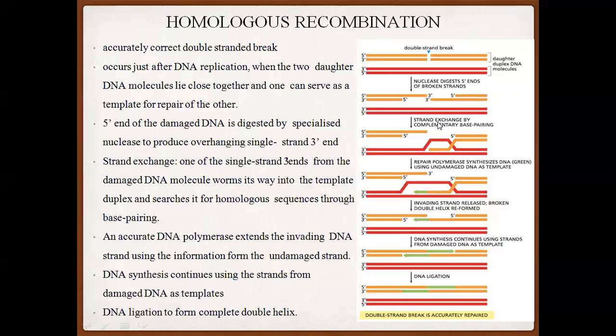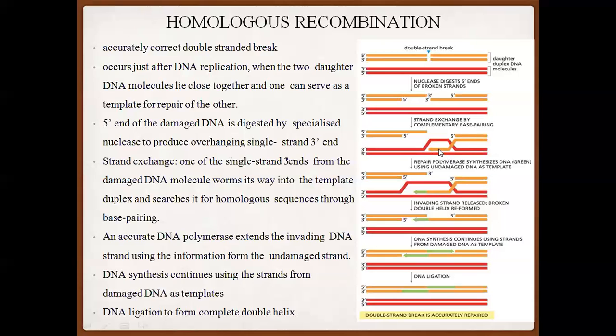Then strand exchange by complementary base pairing. See here, it's like crossing over. You can remember the meiosis cell division, prophase 1, pachytene stage, the crossing over. Here, the broken strand exchanges base pairing with the other duplex molecule, the red one. Then, once the exchange is done, the polymerase repairs and synthesizes DNA, the green part, see here and here, using undamaged DNA as template.